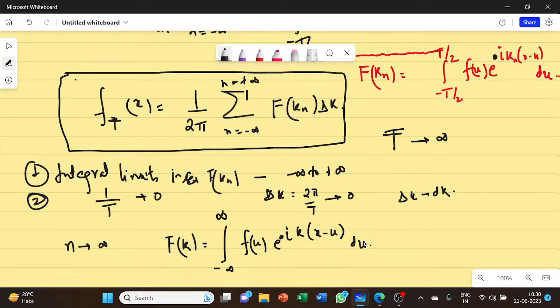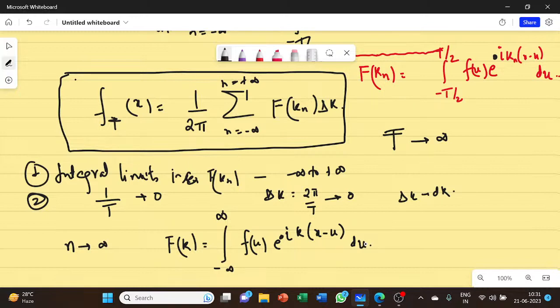Did you understand a little, or did you not understand at all? Look, there is nothing to do. As t tends to infinity, your limits would go from minus infinity to plus infinity, right? Your kn is equal to 2n pi upon t. So basically I have just dropped kn because now it is no longer a discrete kind of thing. Now it is a continuous kind of thing, because as n tends to infinity, your delta k would become very small. So it is not a discrete case where you can use summation.